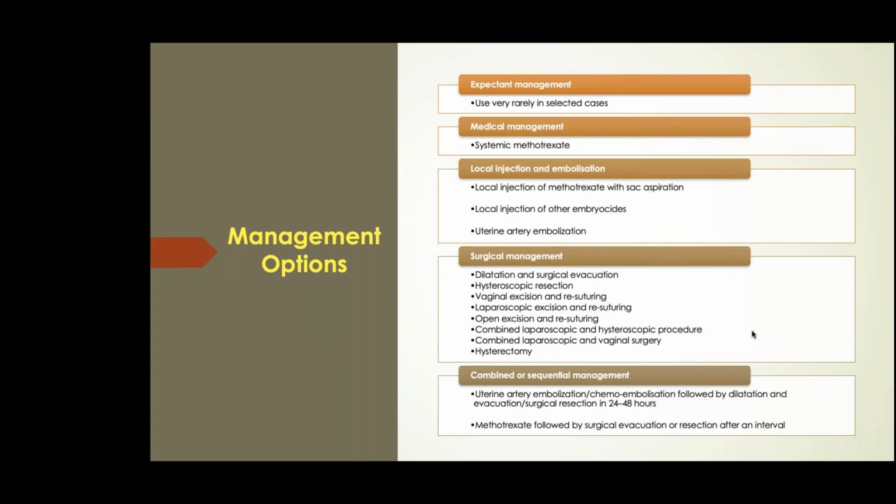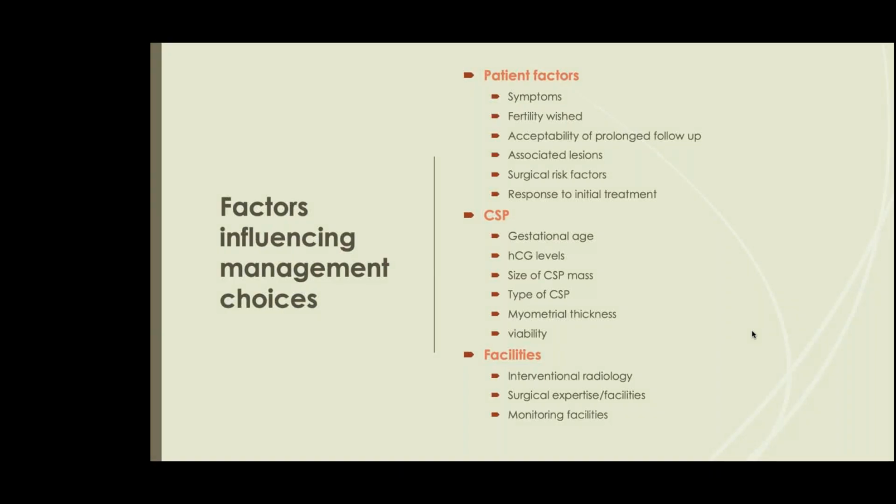So the management options, as you can see here, there are a lot of them. We have the expectant management, the medical management, the local injection and embolization, the surgical management, and the combined or sequential management. We'll talk about each one of these as we go on. So what are the factors that influence your choice for the management? We have the patient factors, cesarean section scar pregnancy factors, and the facilities that you have in your department.